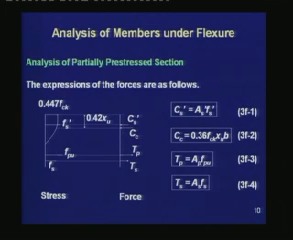The expressions of the forces are as follows. Cs' is equal to As' times fs'. Cc is equal to 0.36 times fck times xu times b. This expression comes from the stress block, which we can calculate from the design stress-strain curve. Tp is equal to Ap times fpu, and Ts is equal to As times fs. That means here we have the expressions of all the four forces acting in the section.